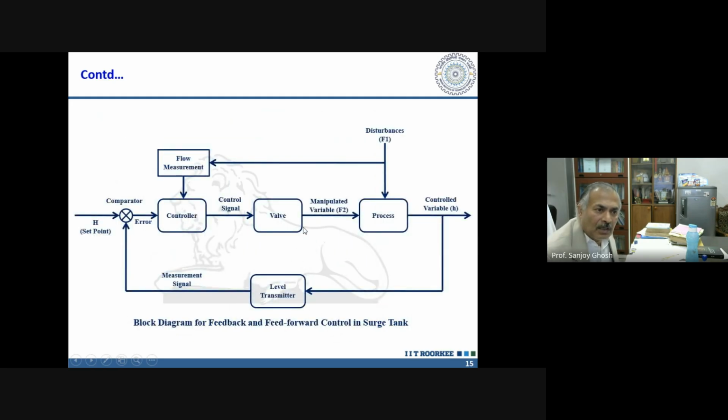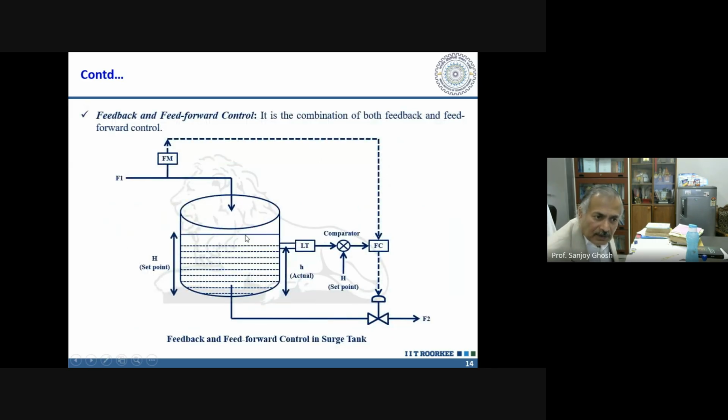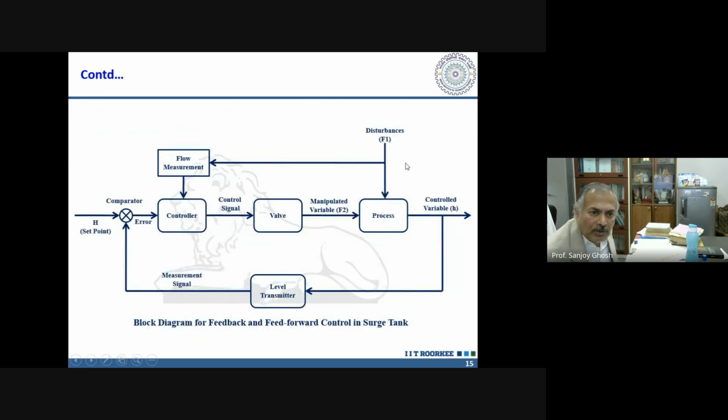And you see the same block diagram. This is the actual process I am showing you, and this is the block diagram representation. Look, F1 is the disturbance and F2 is the manipulated variable. Now, what information does the controller have? The set point is there, then the measured signal is there, and also there is input from the flow measurement. So three inputs are there to the controller, and accordingly a signal is coming, the valve is being controlled, and the process is maintained.